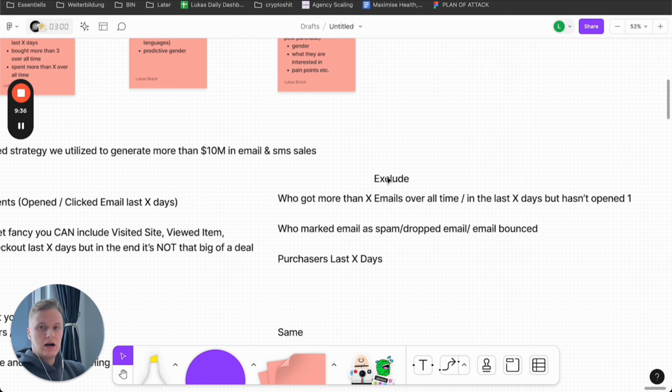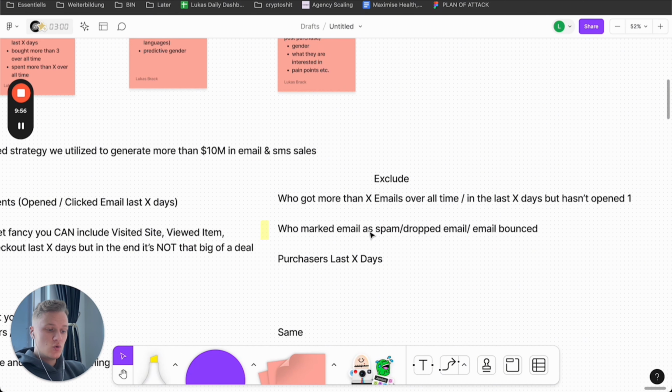These are usually our unengaged segments. You can play around with these dates and the numbers. That's basically a dedicated segment that we do not want to send to, because the likelihood of them opening our emails, clicking through and then buying is very, very low. And we do not want to ruin our deliverability, and that's why we have those segments that we exclude.